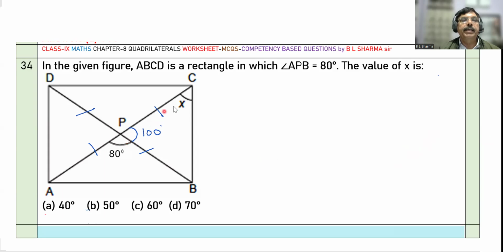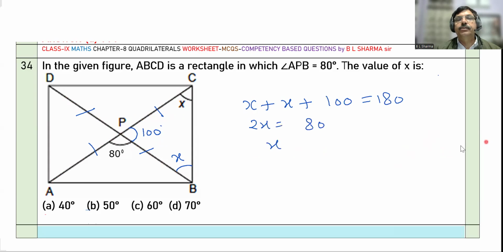All the diagonal parts, PA, PC, PB, PD, will be equal, but see this triangle PCB. PC is equal to PB. That is why, in a triangle, if two sides are equal, the opposite angles are also equal. So this angle is also X. Now by angle sum property, 100 plus 2X is equal to 180. So 2X is equal to 80. So X is equal to 40. So A is the correct option.